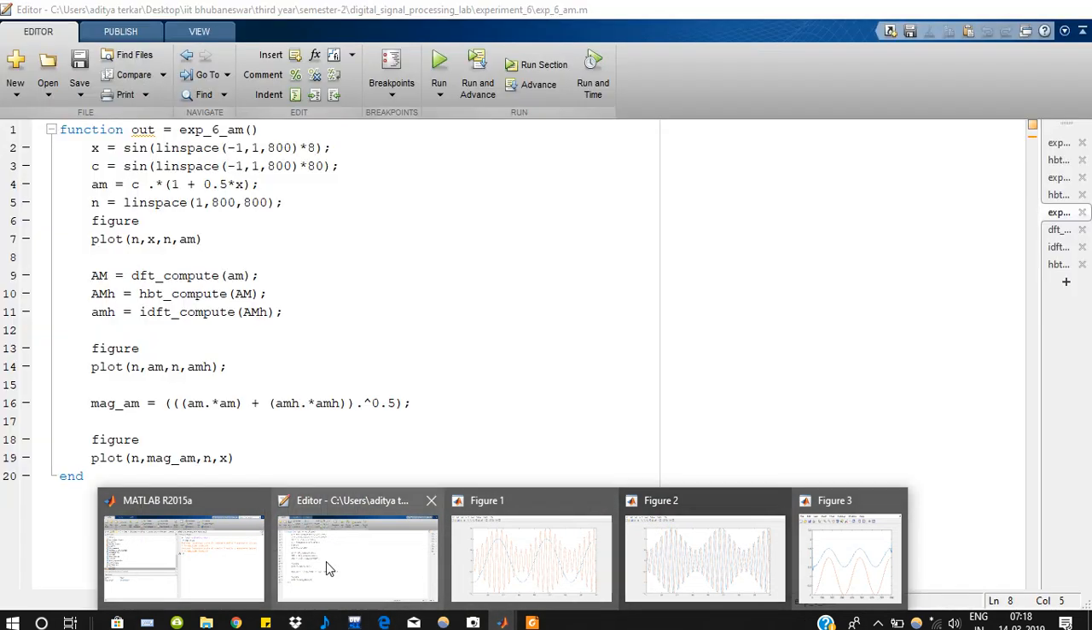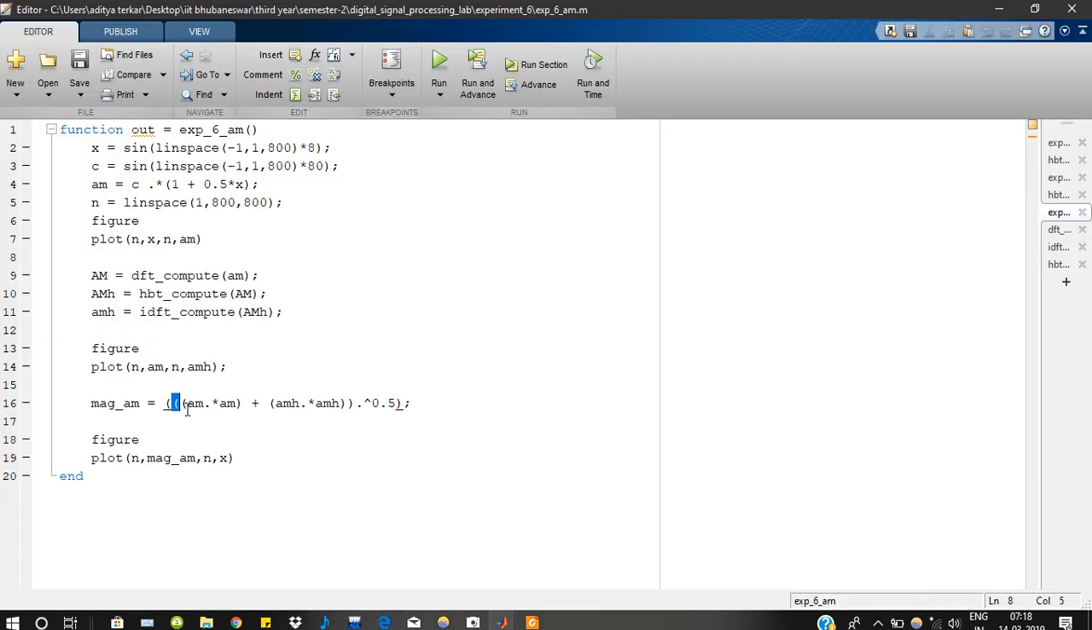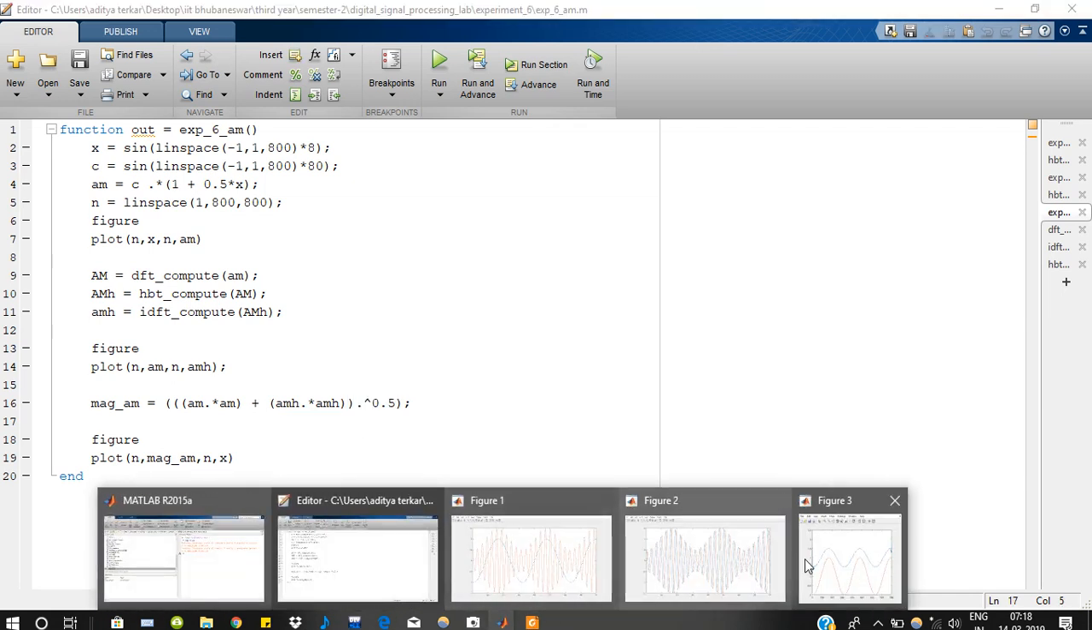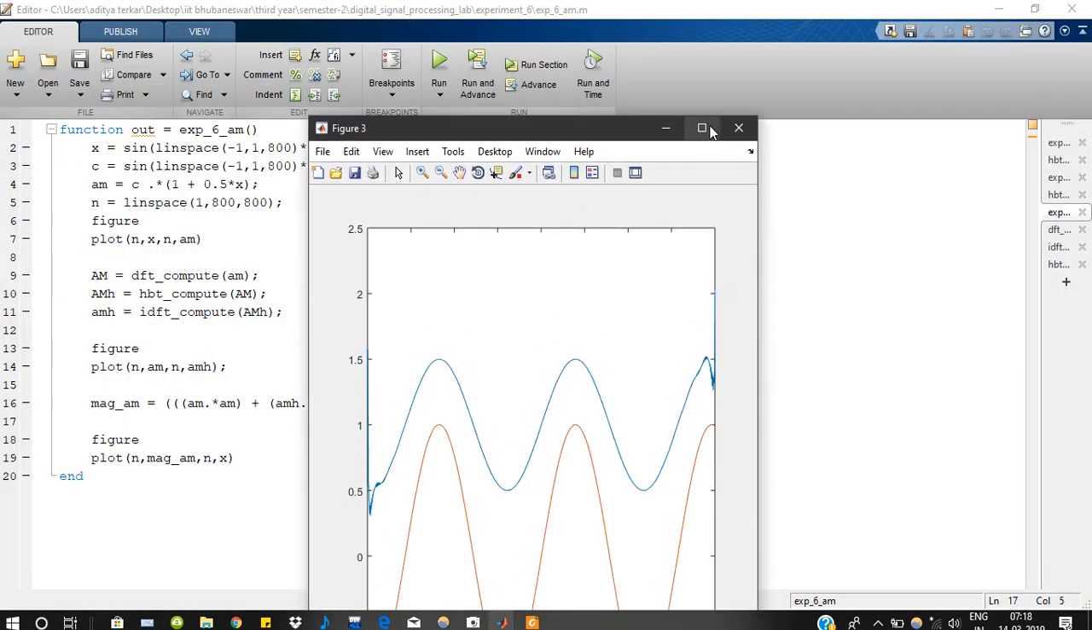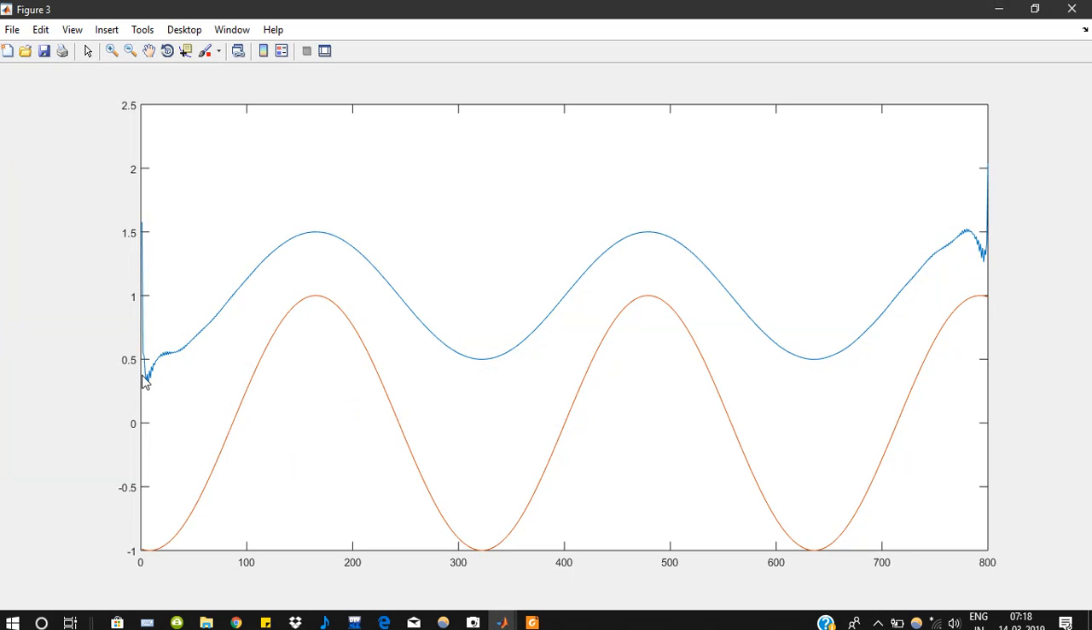Okay, as you can see here, am is basically your original signal squared plus the quadrature phase shifted signal squared, and you are performing a square root operation on it. That way you are going to get the magnitude, and you can see the magnitude that we compute.